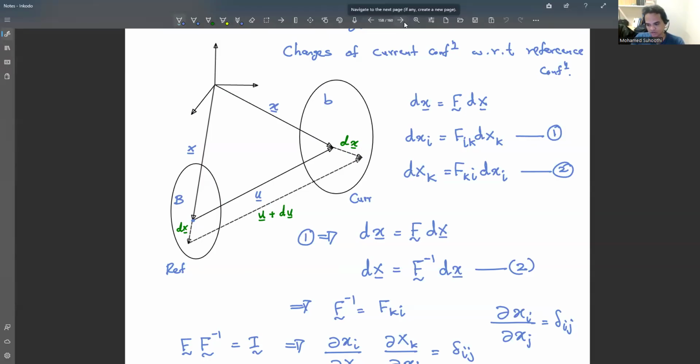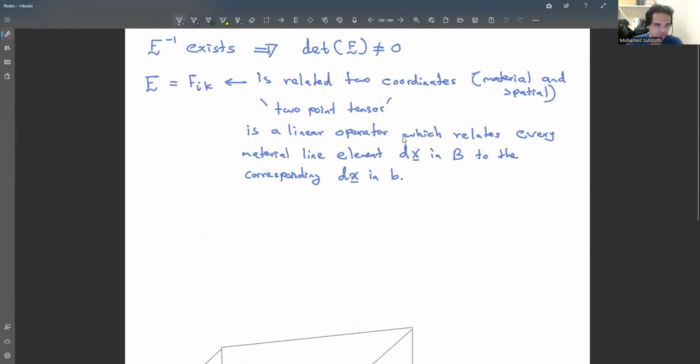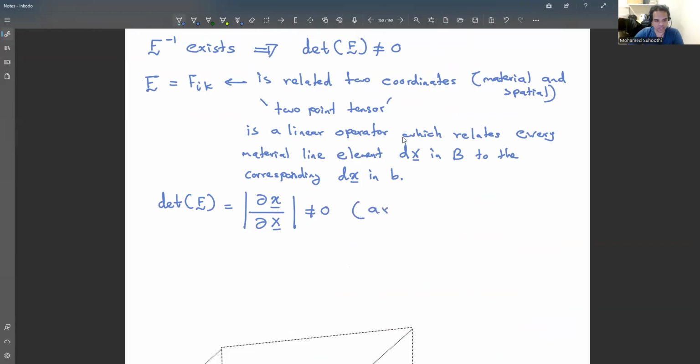Next, just now we discussed that the deformation gradient is not zero. So that means the determinant of F, which is dx over dX, is not equal to 0. This we call one of the axioms in continuum mechanics. Because this is not 0, this is very important. You must know.